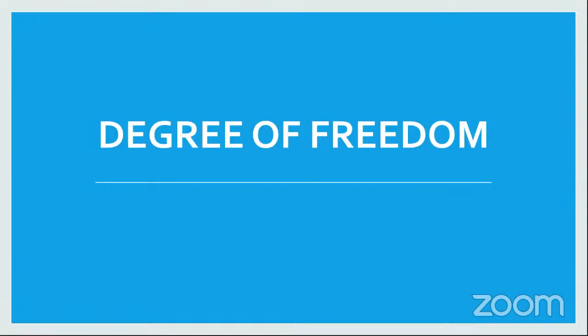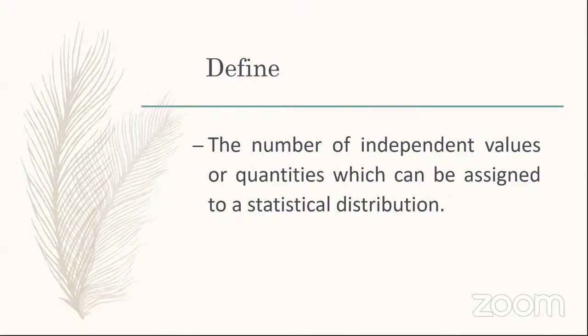Let us understand one more concept, that is degree of freedom. In statistical analysis, we always measure the degree of freedom, and we don't know what it actually means. So this is the standard book definition of the degree of freedom: the number of values that can be assigned to a statistical distribution. By this definition, it is very difficult to understand what the degree of freedom is. So let's understand it using a simple example.